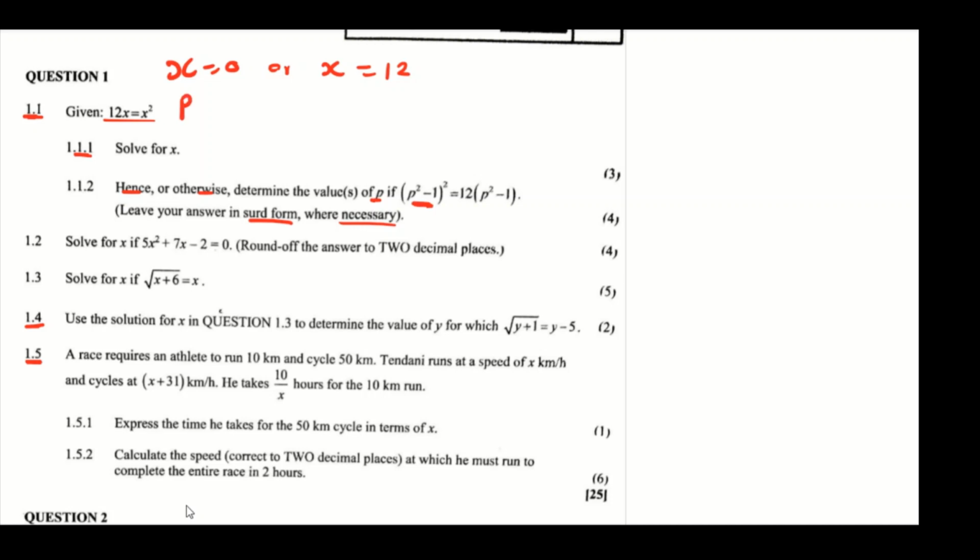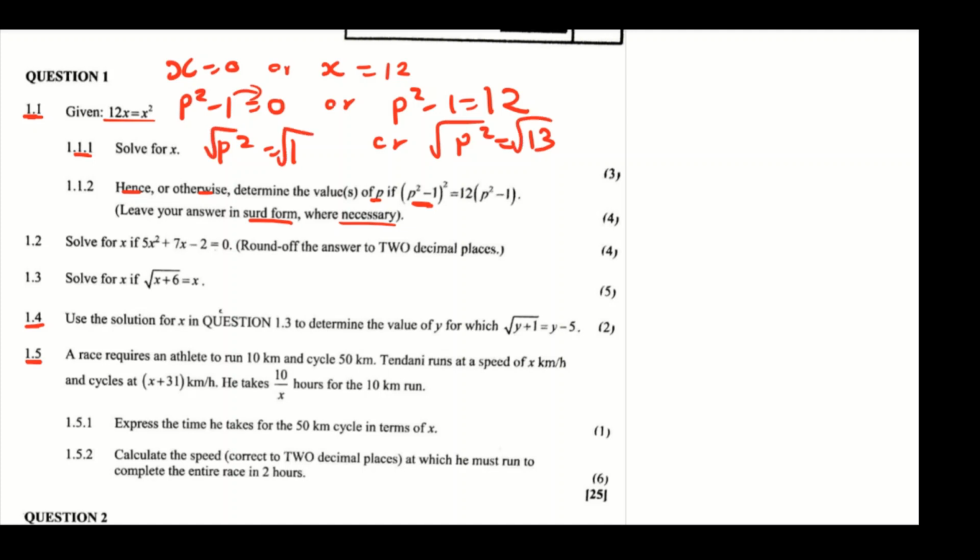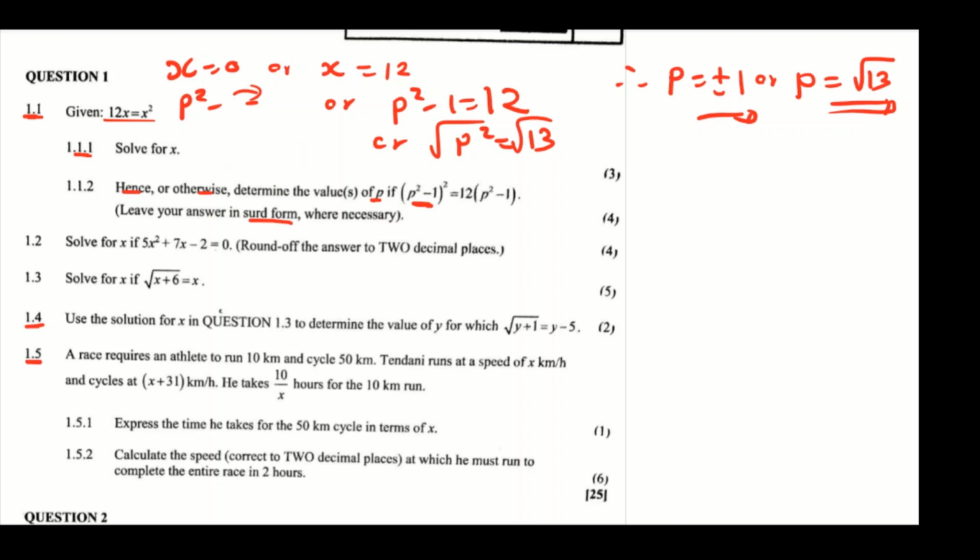So here I'm just going to say p squared minus 1 is equal to 0 or p squared minus 1 is equal to 0. I mean not 0 here because it's equal to 12. Sorry about that. And then we transpose this 1 to the other side. You have p squared equals 1 or p squared equals 13, right? And then you put your square root on both sides, and your solutions should be p equals plus or minus 1 or p equals plus or minus the root of 13. So these are the solutions for 1.1.2. So we are done.